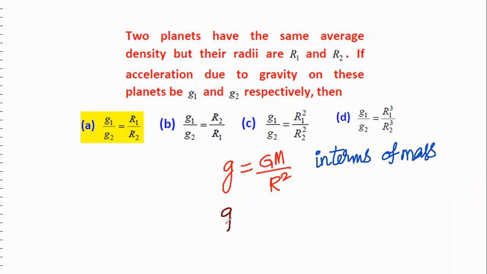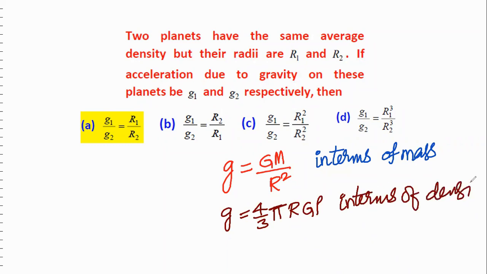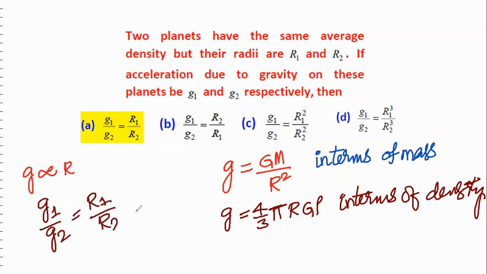Then, in terms of density, acceleration due to gravity g is equal to 4/3 pi r G rho. In terms of density, acceleration due to gravity is directly proportional to radius. Therefore, we'll write G1 by G2 is equal to R1 divided by R2.